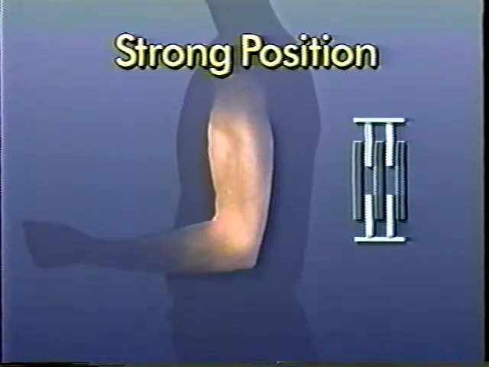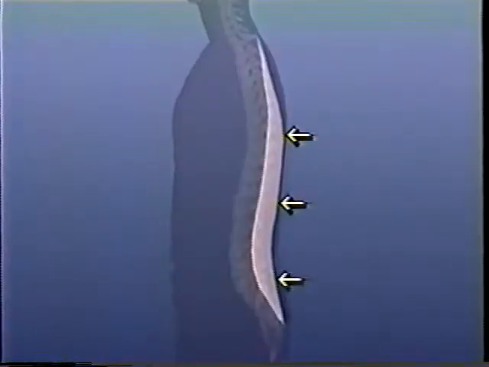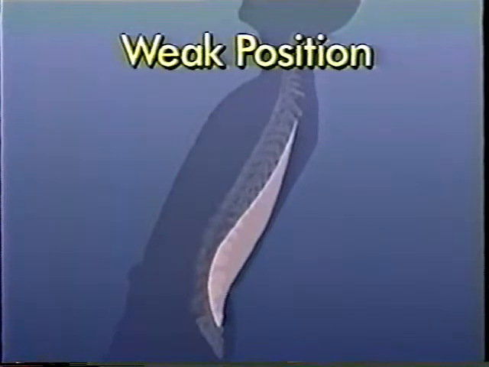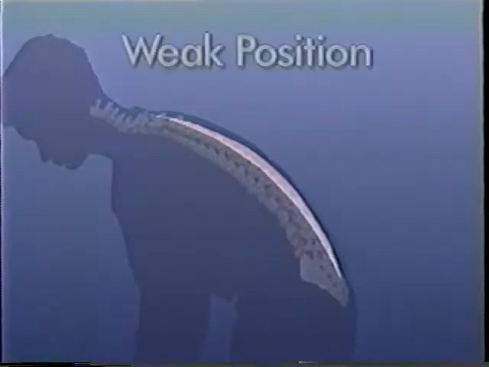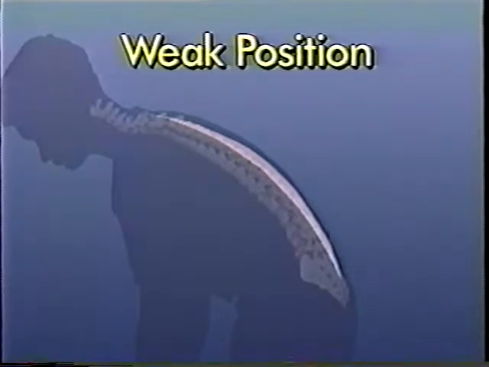Now let's relate this principle to the back. Some of the muscles that support the back are here. These muscles are in a shortened position when the back is arched. Remember, muscles are weaker when in a shortened position. When the back bends forward, its muscles are in a lengthened position. From here, the muscles are also in a weaker position and don't provide the support your back needs. Remember, when in this position, the vertebrae are out of balance, making them less stable. This position should be avoided, especially when lifting.